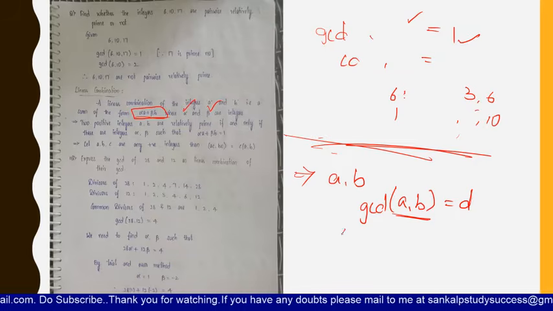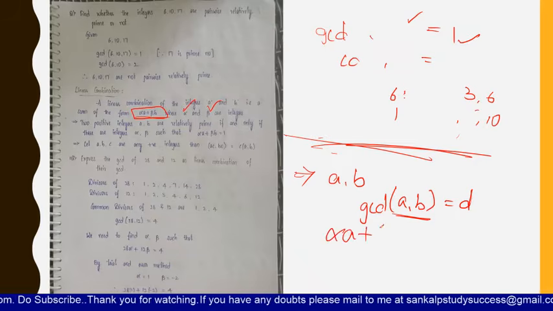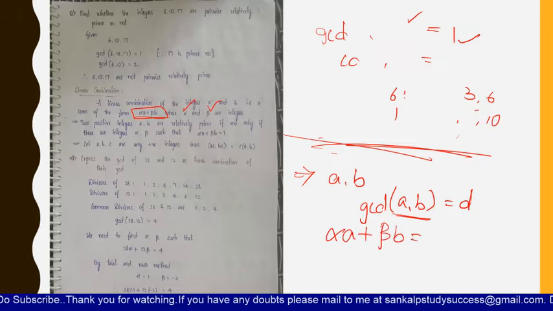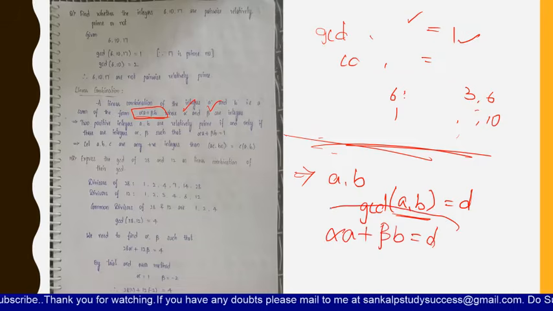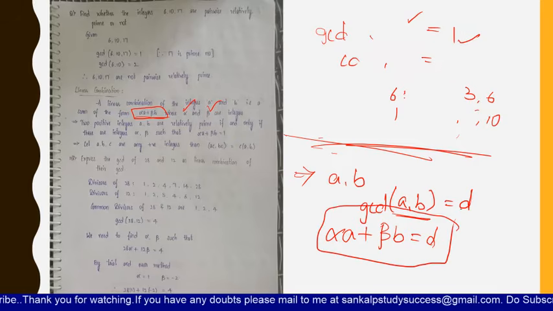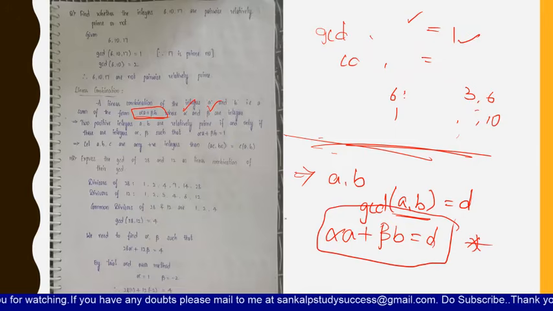Now see here, alpha a plus beta b is equal to d, which is the GCD. This is the linear combination of any two numbers, which is most important. If we solve a problem, then you will come to know. Let us see here.